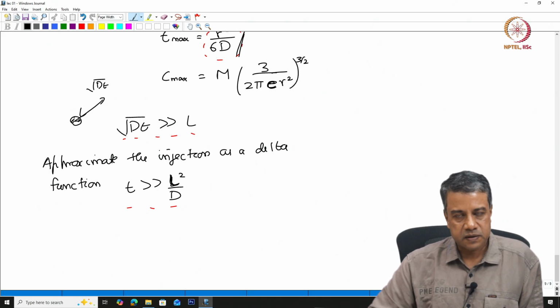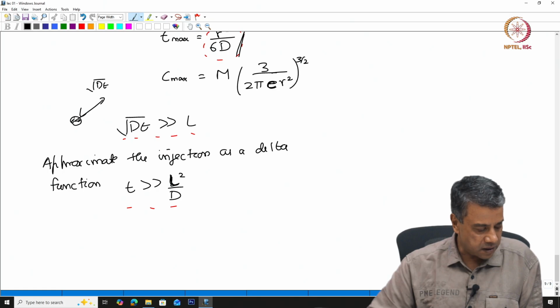So, next class I will consider another example where we use similarity transforms, that is for a time dependent length scale. I will continue this in the next lecture. I will see you then.